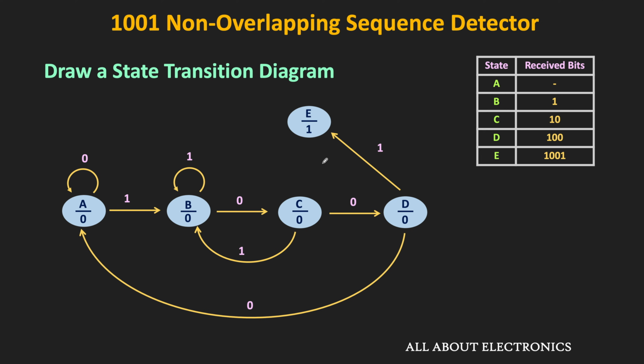In the E state, if the 0 is received as an input, then it means that no bit in the sequence is received correctly. And therefore, the machine will move to the A state. On the other hand, if the 1 is received as an input, then the machine will move to the B state, because this new received 1 is the first bit of the new sequence. So this is the state transition diagram of the Moore sequence detector which detects the 1001 non-overlapping sequence. And by following the subsequent steps, we can easily find the logic circuit of this detector.